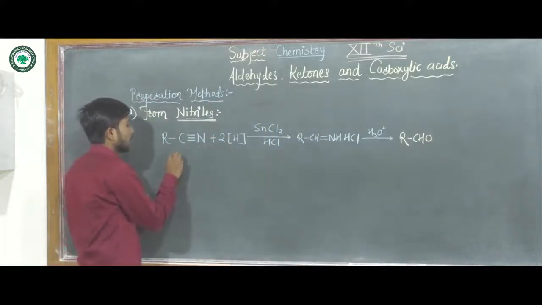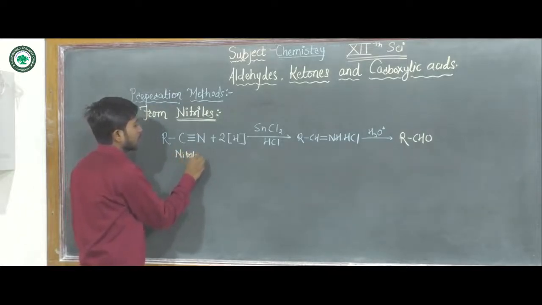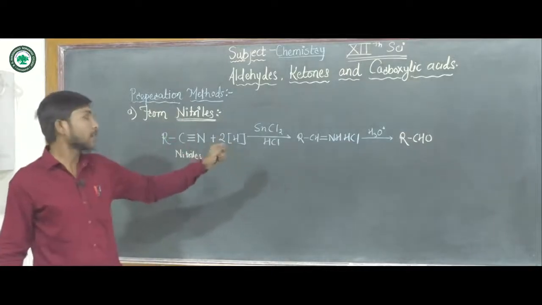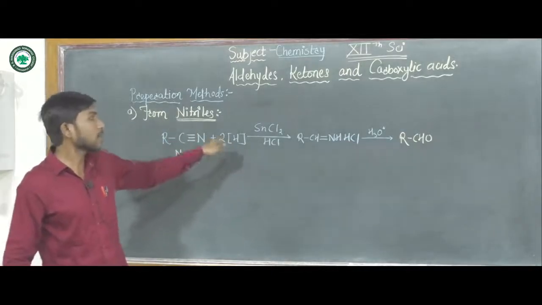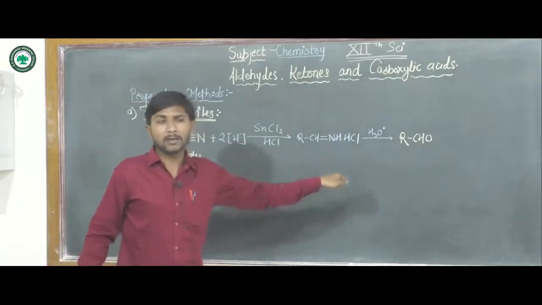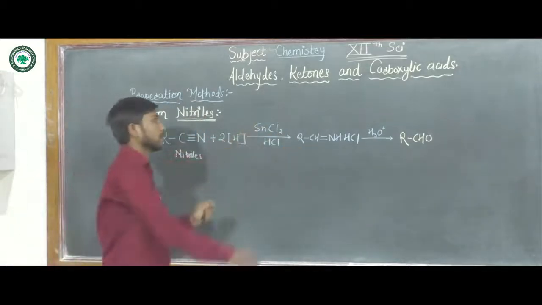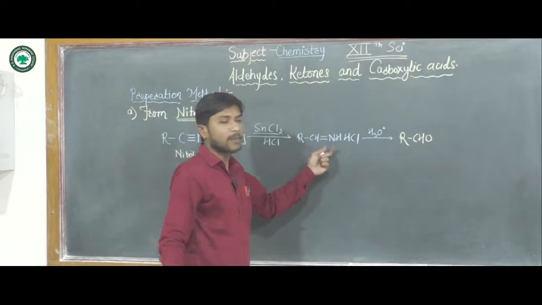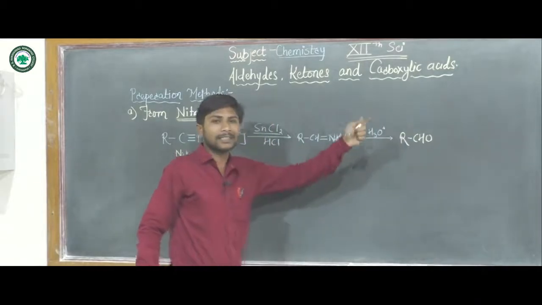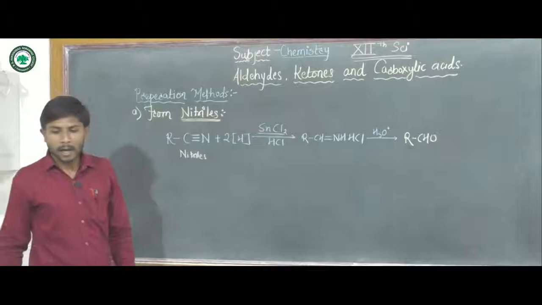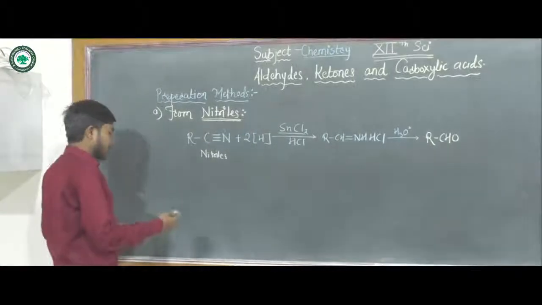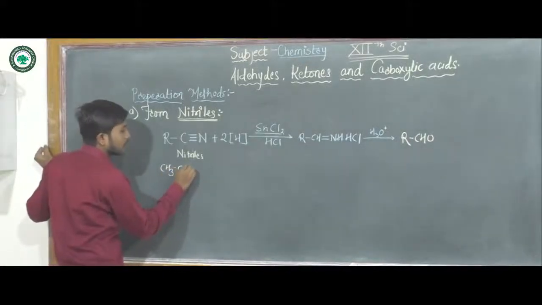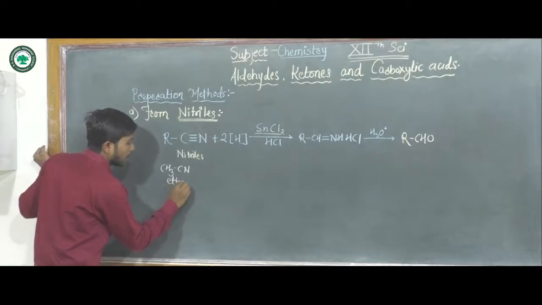These are the nitriles. Generally what we can say is, when these nitriles are reduced to the imine hydrochloride by using stannous chloride in HCl, the intermediate product, the imines, are formed, and these imines on acid hydrolysis give the corresponding aldehydes. Look at the example we can take: CH3CN. What is this? Ethane nitrile.